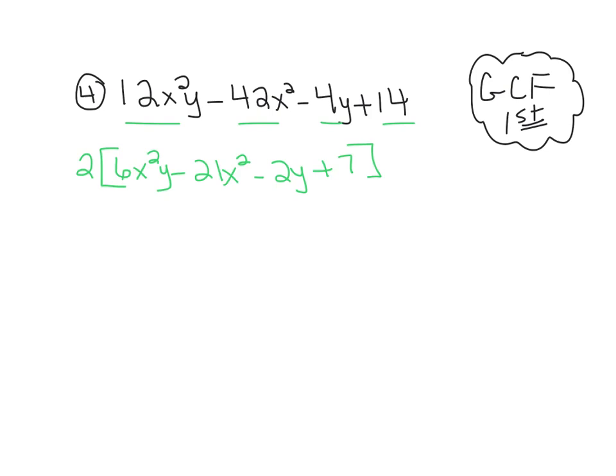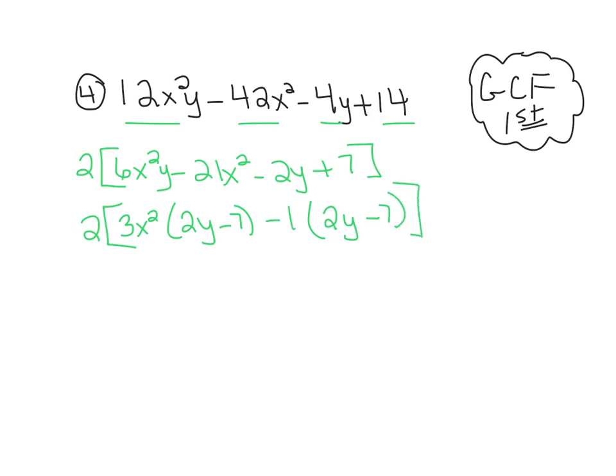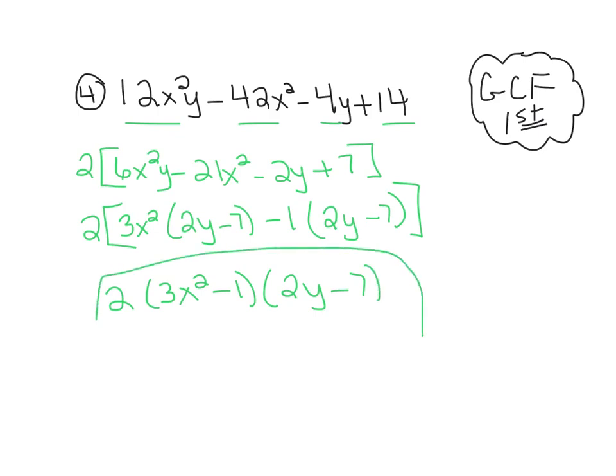Then you continue with the grouping. Out of the first 2, I would take out a 3x squared, and then I'm left with 2y minus 7. Now remember, you want this parenthesis to be 2y minus 7, so you're going to have to take out the negative 1. Now be careful, because your final answer for this one is the 2 on the outside, and then the 3x squared minus 1, and the 2y minus 7. And that's your final answer.